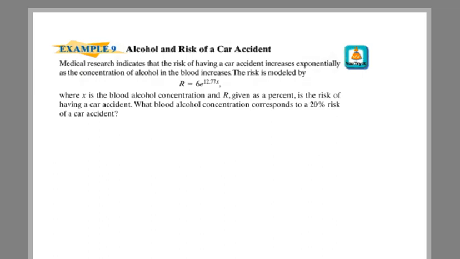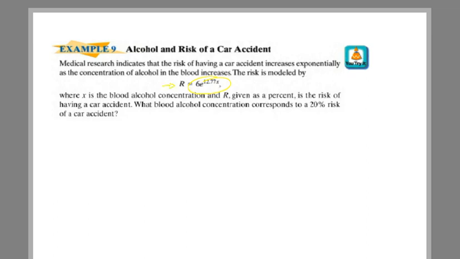And finally, one last thing here is an application. Medical research indicates that the risk of having a car accident increases exponentially as the concentration of alcohol in the blood increases. Okay, we all know that. But some mathematician came up with the model. So the mathematician's job is to look at the data, come up with an equation, and then we can use that equation to determine risks in other categories. And in this case, determining the risk of having a car accident.